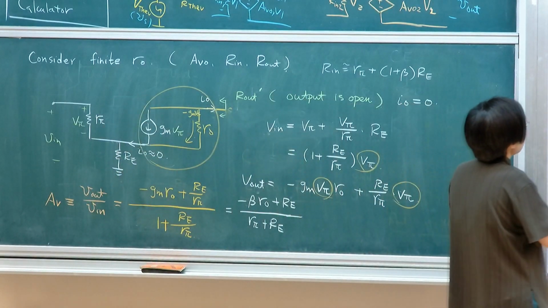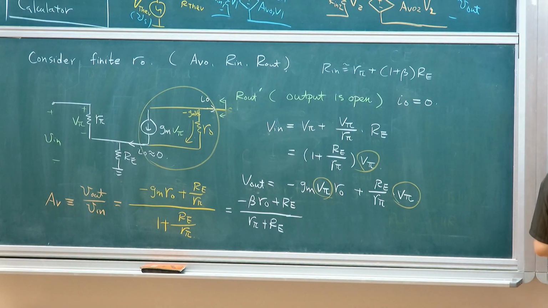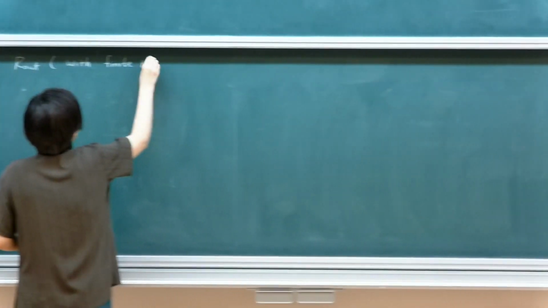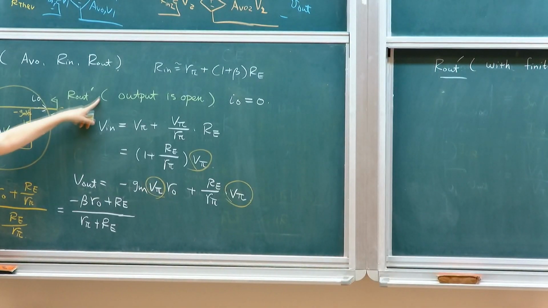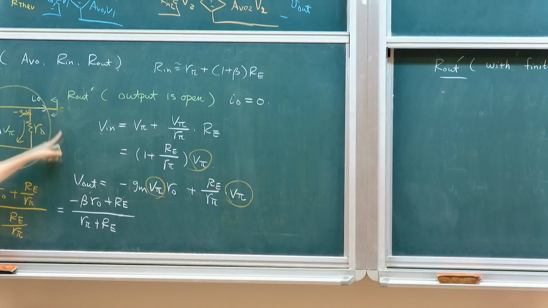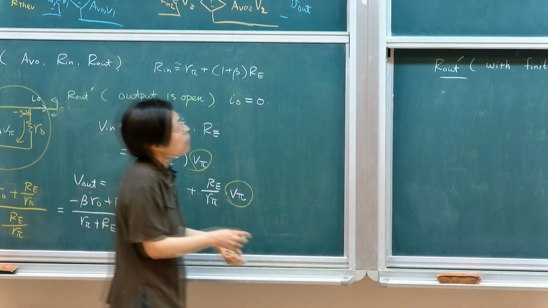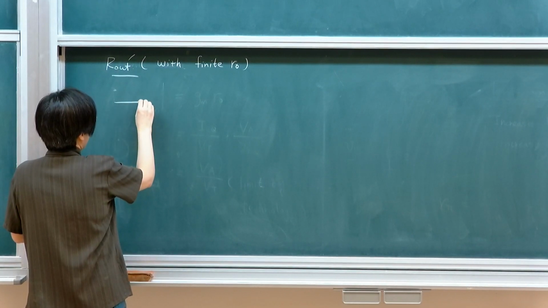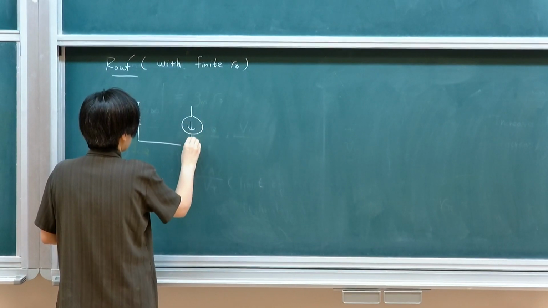Let's look at the output resistance when, with finite, I'm doing a prime simply to indicate that it does not include collector resistance. So this is when we're not including collector resistance. If this is the case, let's look at what happened. Let's see how you find out your output resistance.